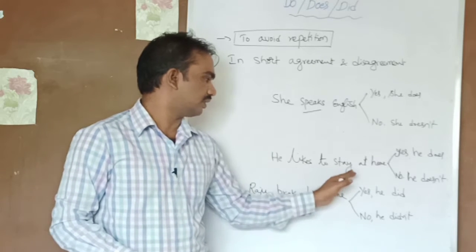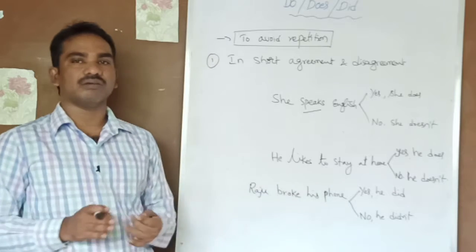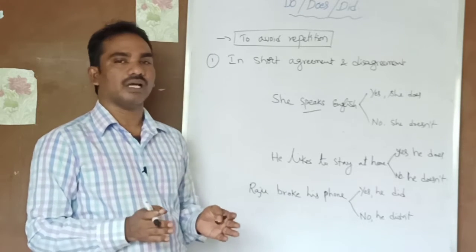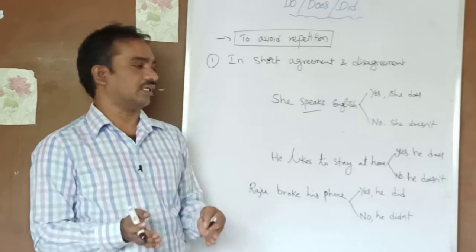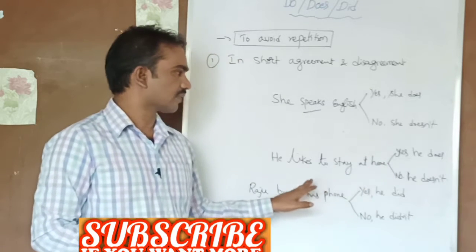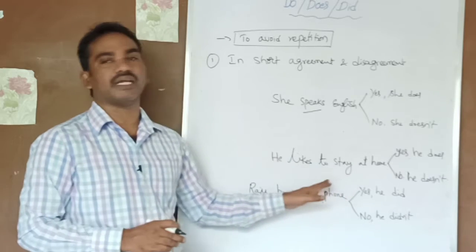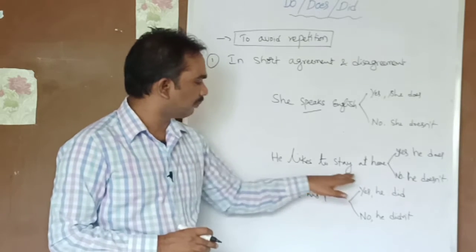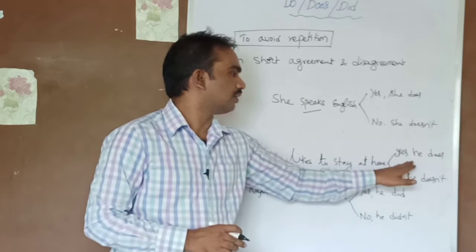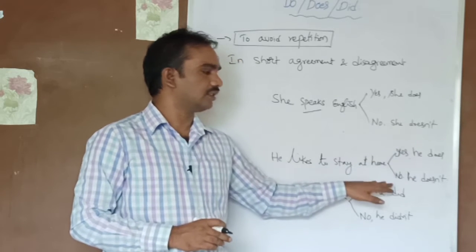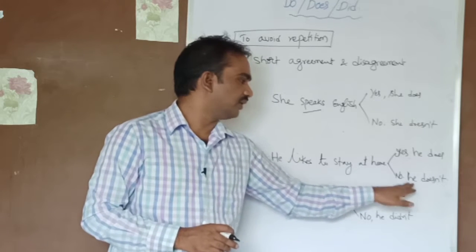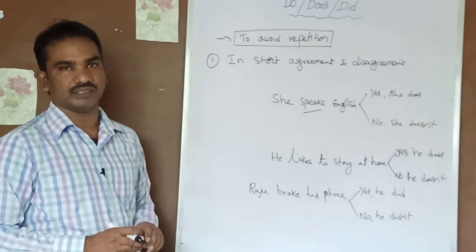Next, he likes to stay at home. This is the sentence. So now, your turn is to say yes or no. That means agree or disagree. How do you agree? Yes, he does. That means yes, he likes to stay at home. So you don't need to repeat the entire sentence. Right? So yes, he does. No, he doesn't. When you disagree, simply say no, he doesn't.